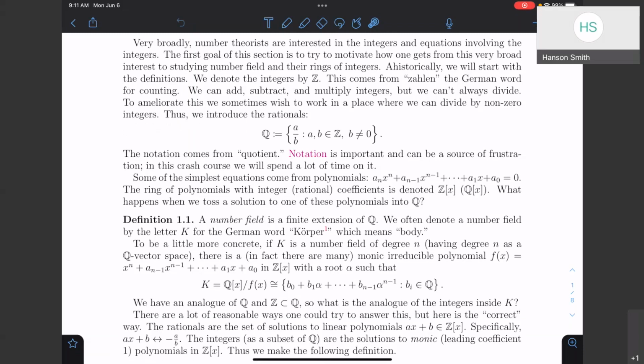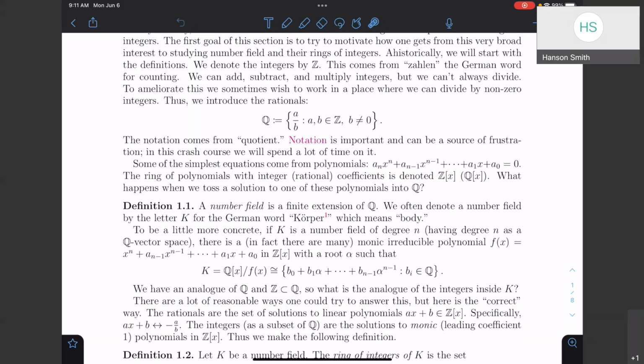I'm interested in studying the integers, and by extension, the rationals, and also equations involving these sets of numbers. Some of the simplest equations we can study are polynomial equations. You have one variable, and coefficients coming from the integers, say. The polynomials form a ring, since I can add, subtract, and multiply them. With integer coefficients it is denoted Z adjoin x, and with rational coefficients, Q adjoin x.